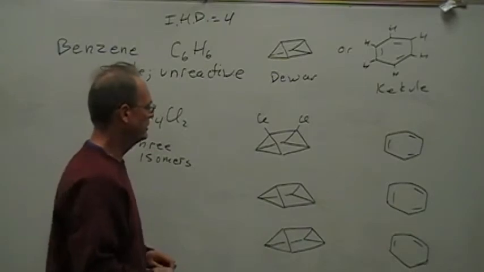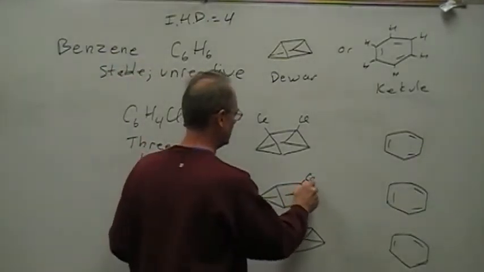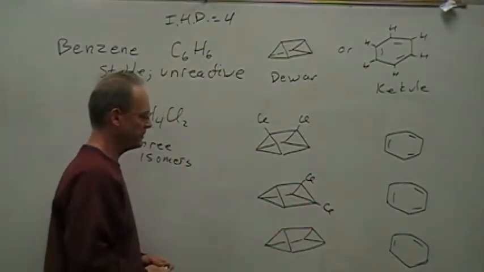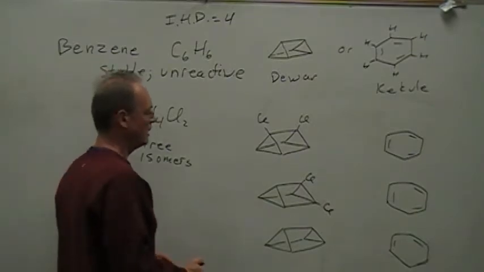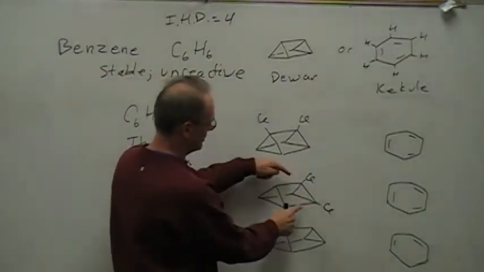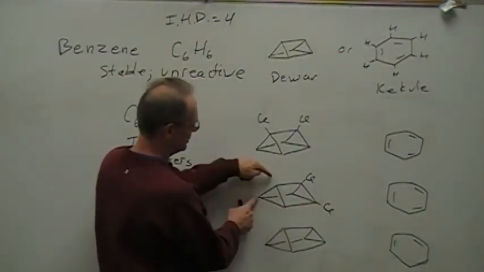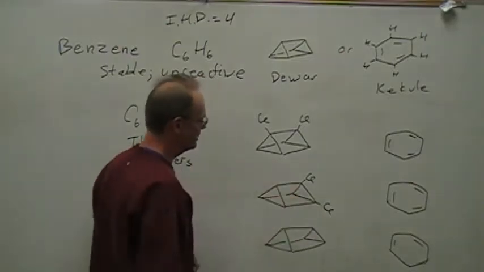So that's a possibility. You could put them on like that, right next to each other, on a 3-membered ring. That would be the same as putting them on here and here, here and here, here and here, here and here, or here and here.